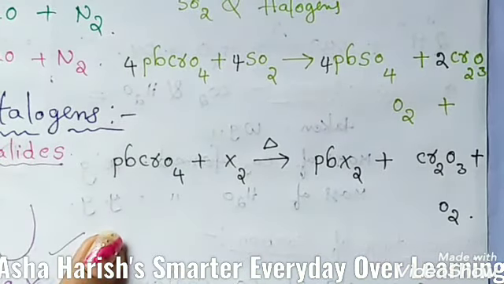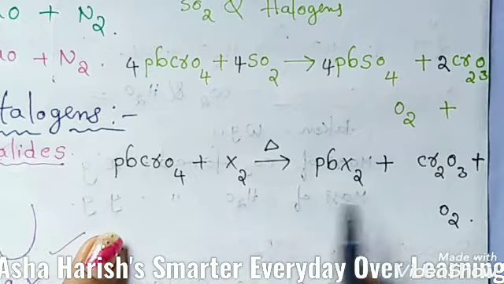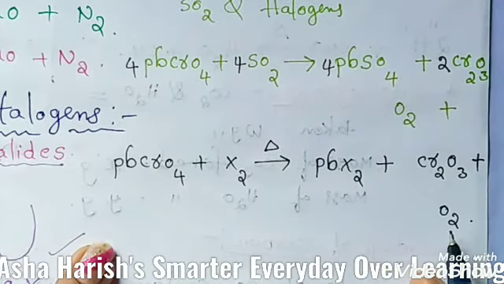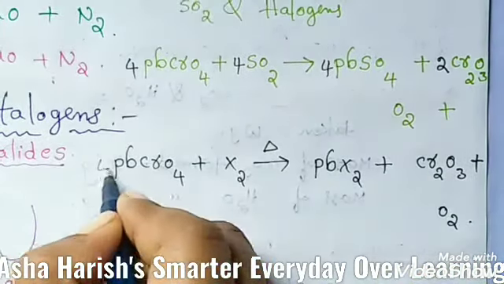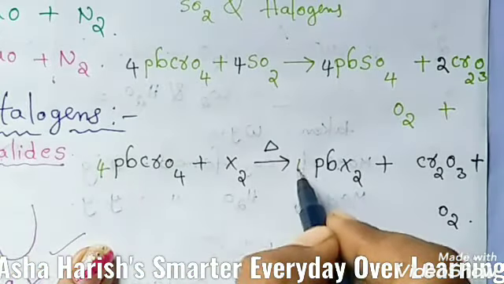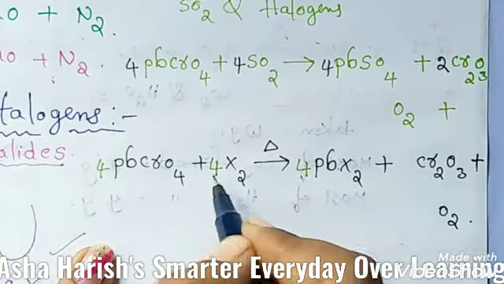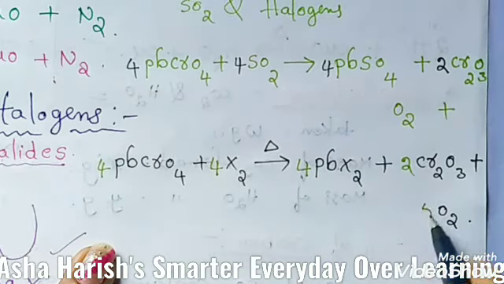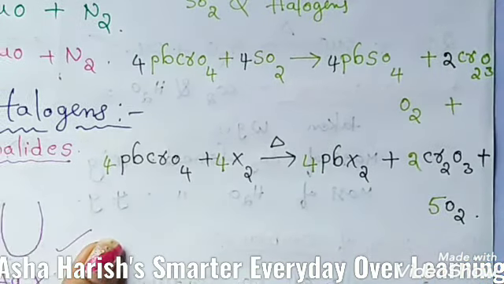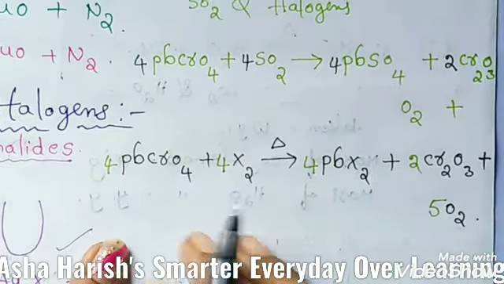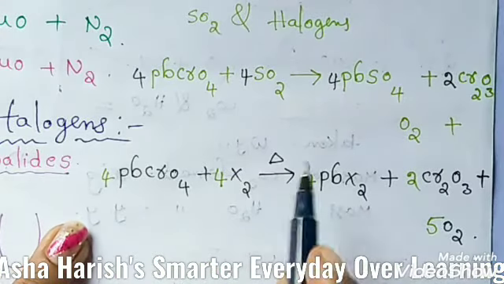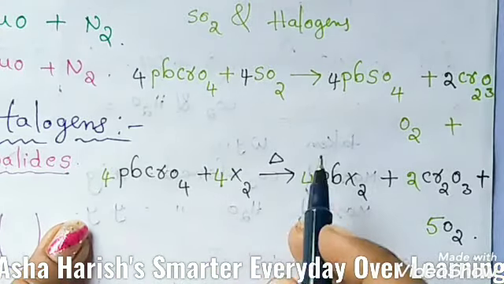Now the lead chromate reacts with halogens, then the equation should be PbX2 and Cr2O3 plus O2. Now let's balance this. 4 PbX2 like this, and here also 4, and here 2. Coming to oxygens, if you place 5 here, then the same number of atoms should come on both sides, the reactant side and the product side.